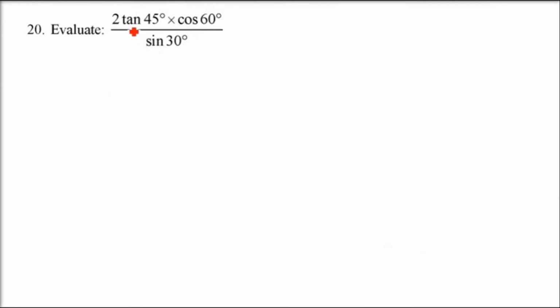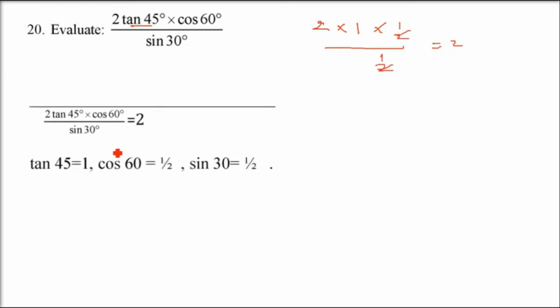Now evaluate. 2 tan 45 degree, tan 45 is 1, cos 60 is half, sin 30 is half, so the answer will be 2. These are the values.